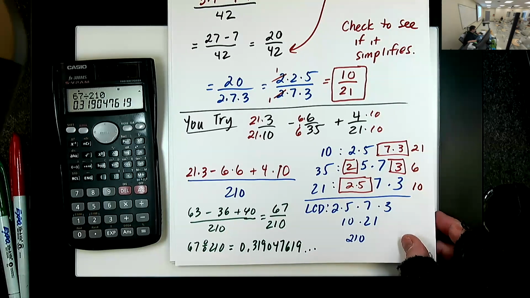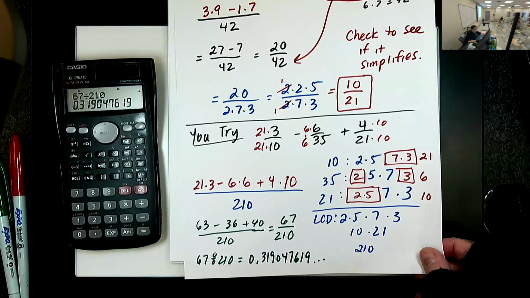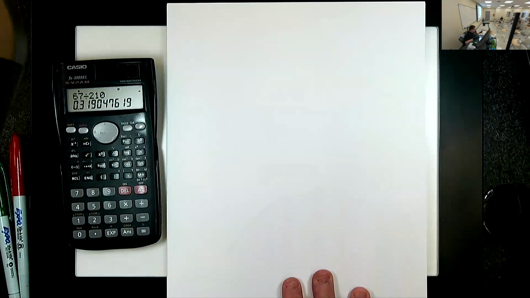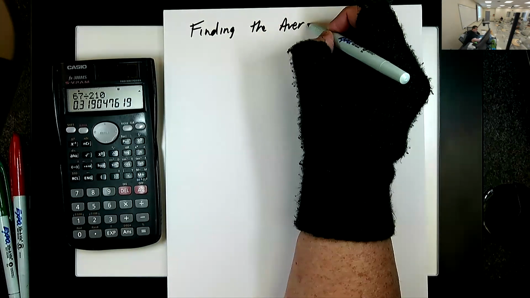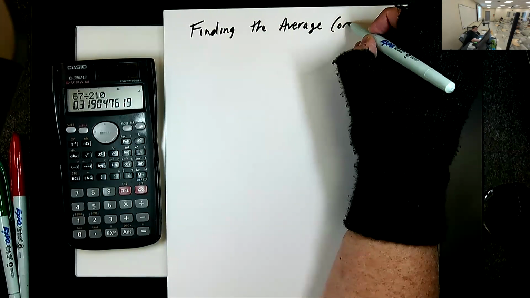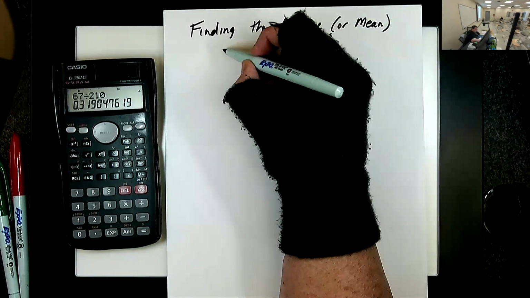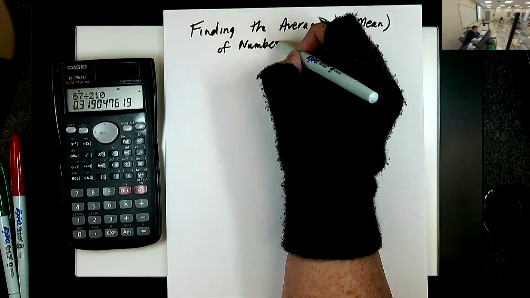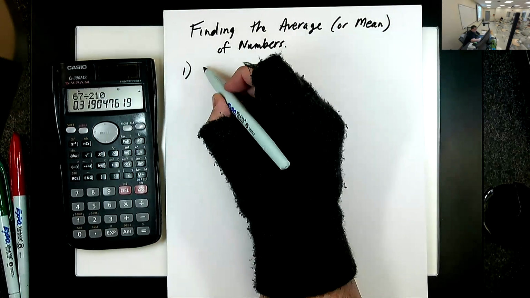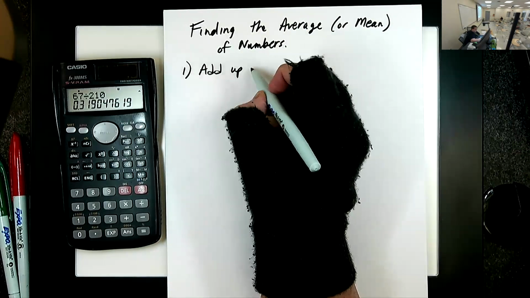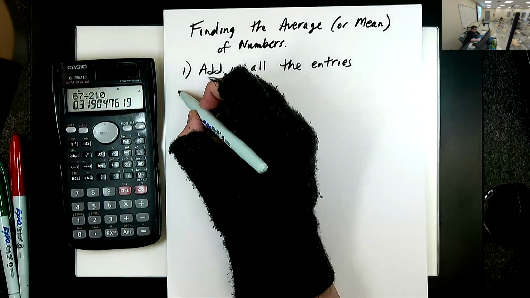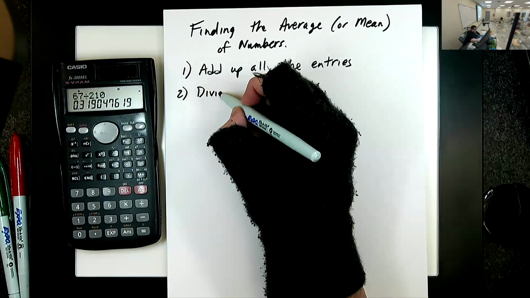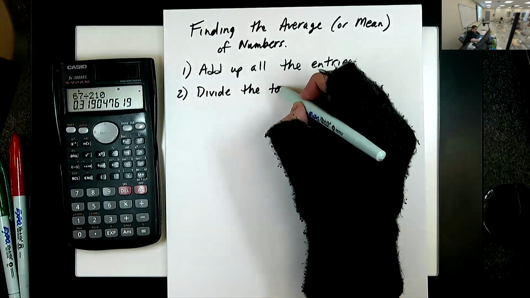Okay, a couple more things. Something else we need to do today is finding the average of numbers. It's also called the mean of numbers. Step 1, add up all the entries. Step 2, divide the total by the number of entries.